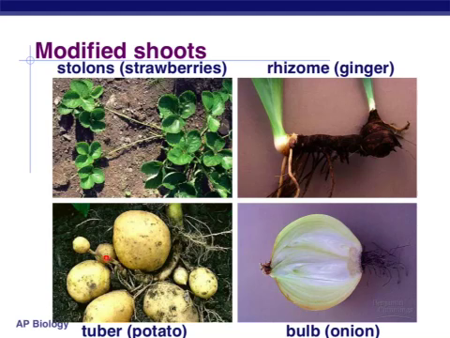Potatoes are a part of a family called tubers. That's the name we give to their modified shoots. And ginger are a part of a family we call rhizomes, which is the name we give to their modified shoots.